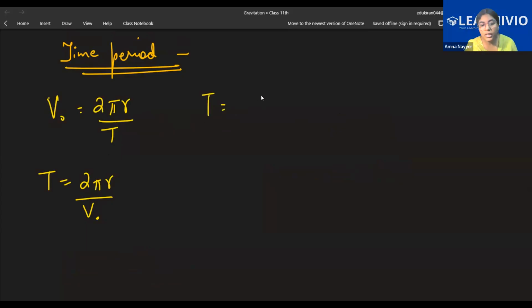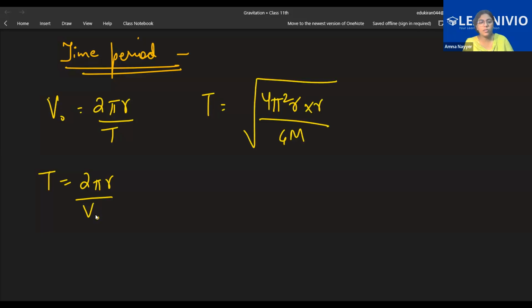So T is equal to, we'll square this, 4 pi square r, so that we can fit it into the root, right? This is root GM by r. Clear? Basically I have put the value of v naught as root GM by r, and to get this out of the root, I have to square it inside. Only then can I get 2 pi outside.